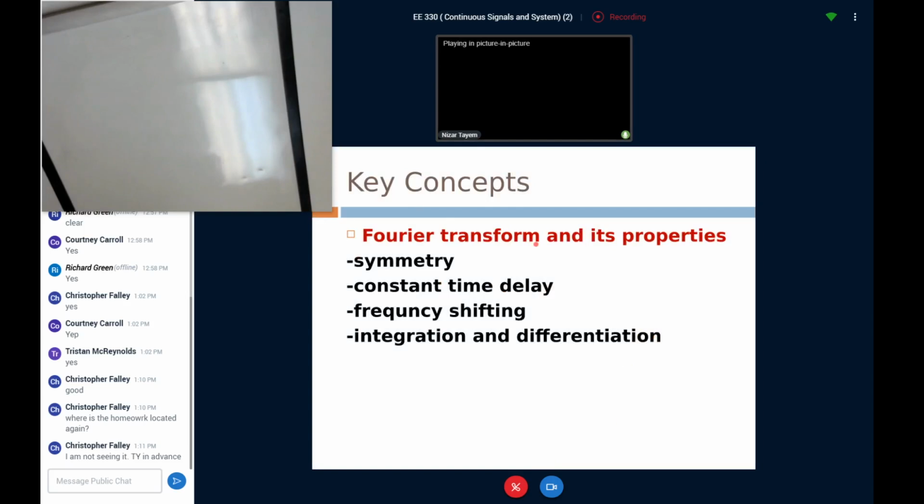Some of the things we're going to talk about here are the Fourier transform and its properties. We're going to talk again about symmetry, constant time delay, which is very important, frequency shifting, and integration and differentiation. These are some of the properties of the Fourier transform we're going to use in this chapter, okay.